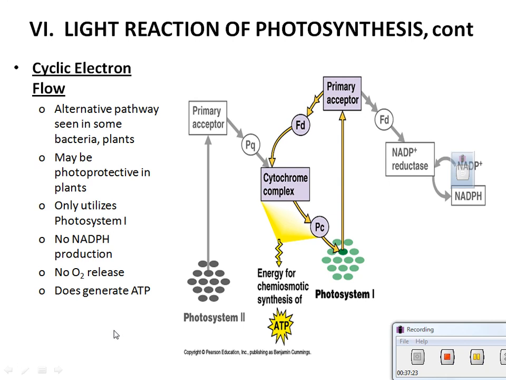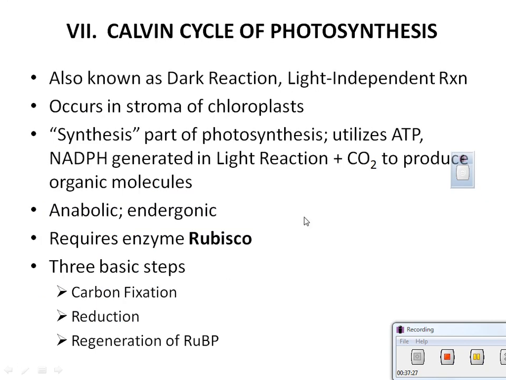Okay, I'm going to come back to this one in a little bit. So we're going to now go through the Calvin cycle of photosynthesis. Like I said, also known as dark reactions or light-independent reactions. This occurs in the stroma. This one's a lot easier. This is the synthesis part of photosynthesis.